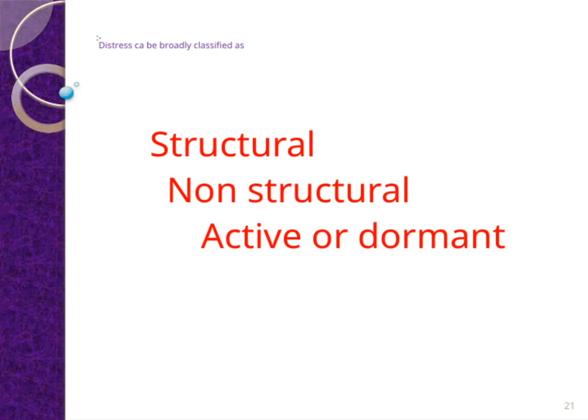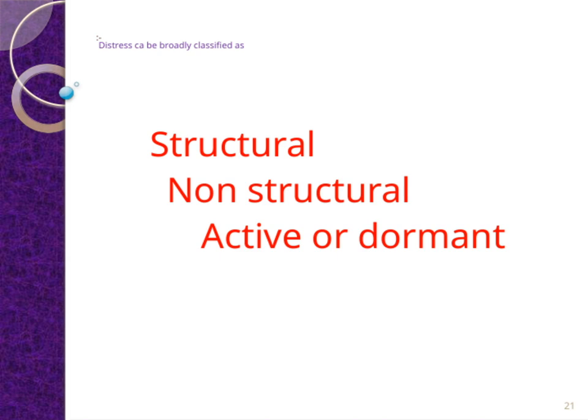Now, let's take a closer look at how distress can be broadly classified. Essentially, we can divide it into two main categories: structural and non-structural. Structural distress refers to issues that affect the physical integrity of a building or structure, such as cracks in the walls or foundation problems. Non-structural distress, on the other hand, involves elements that don't compromise the overall safety, but can still cause inconvenience or damage, like interior cracks or cosmetic issues.